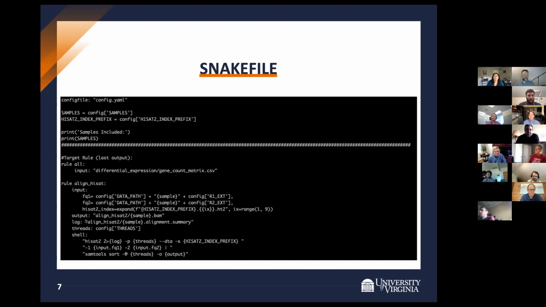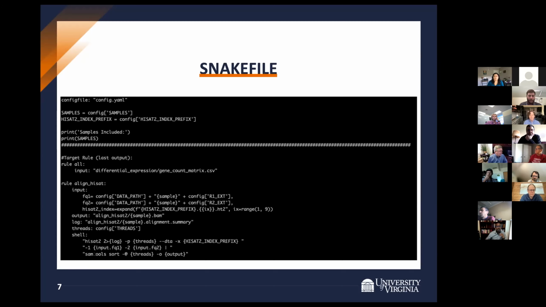The output of my align HiSat rule is going to be a BAM file. It's going to be created in this align HiSat2 sample directory, again, using the sample as a wildcard, so it'll fill that in with the sample name and then a BAM file. Then I'm logging the alignment summary here, again, with the wildcard. I'm specifying the number of threads that I had set to 8.